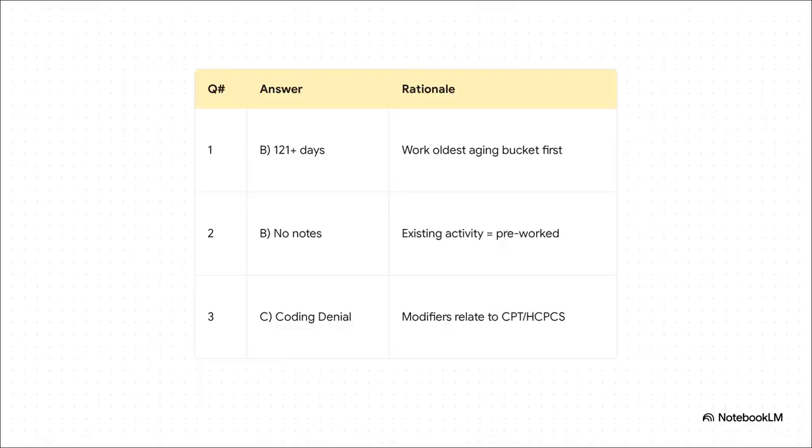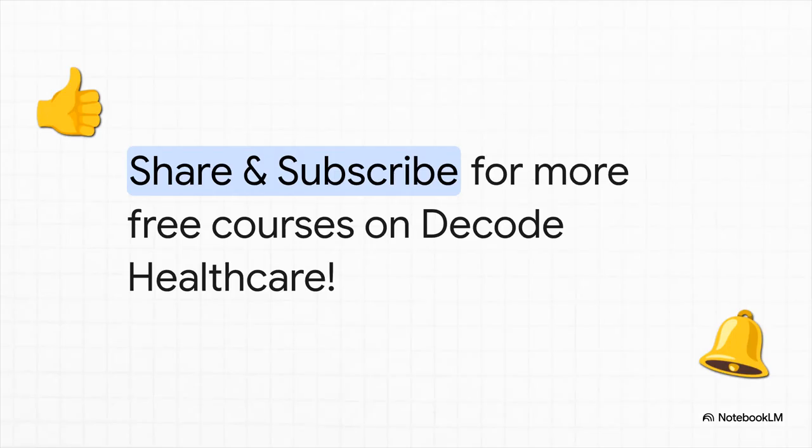Okay, let's look at the answer key. For question 1, the correct answer is B. You have to resist the temptation to just chase the big money first. You always work backward from the oldest 121 plus day aging bucket to beat those timely filing limits. For question 2, the answer is B. A truly fresh claim has absolutely no previous notes. Any prior activity at all means it's pre-worked. And for question 3, the answer is C. An invalid modifier is firmly a coding denial, which requires a completely different root cause approach than a demographic provider denial. Awesome work today, everyone.